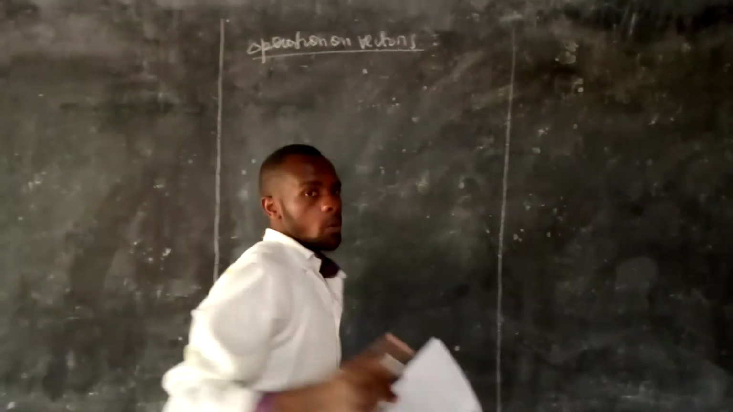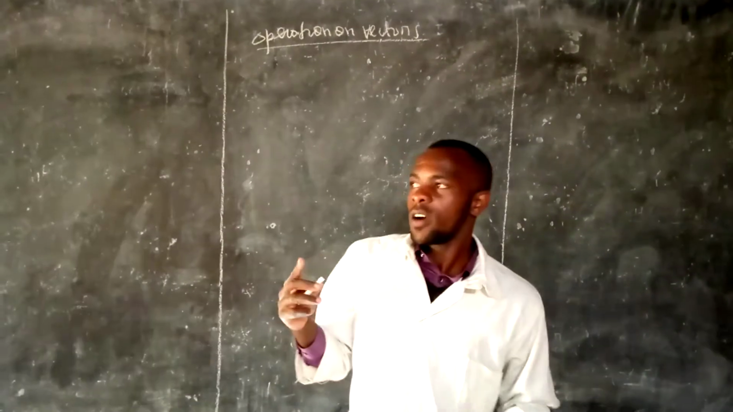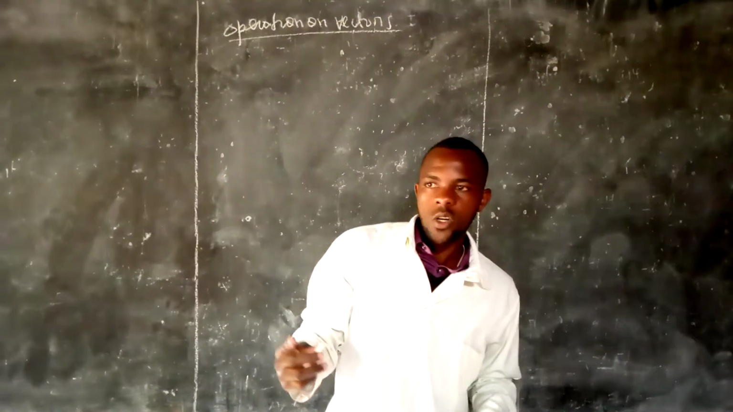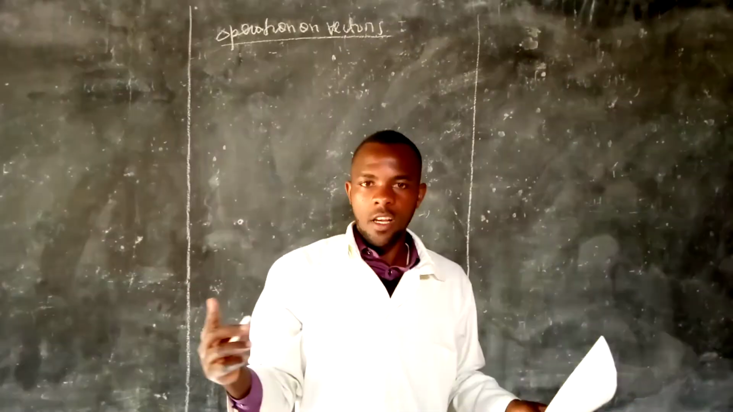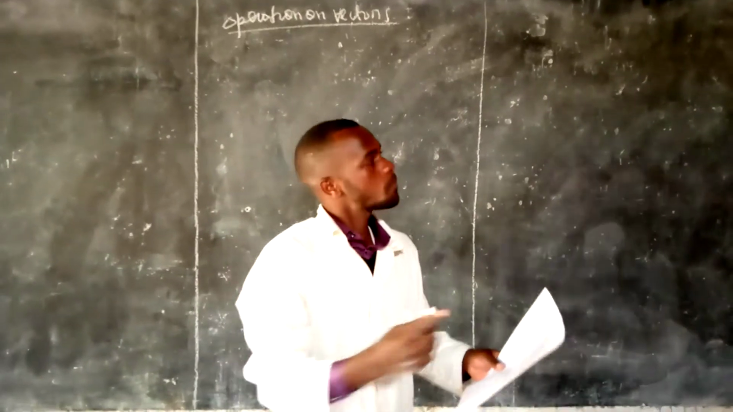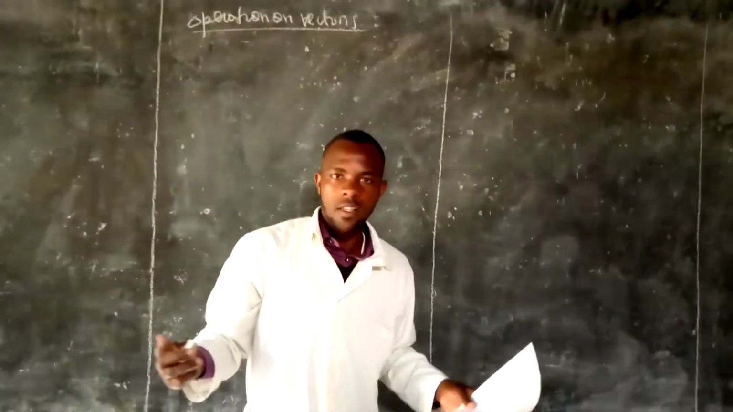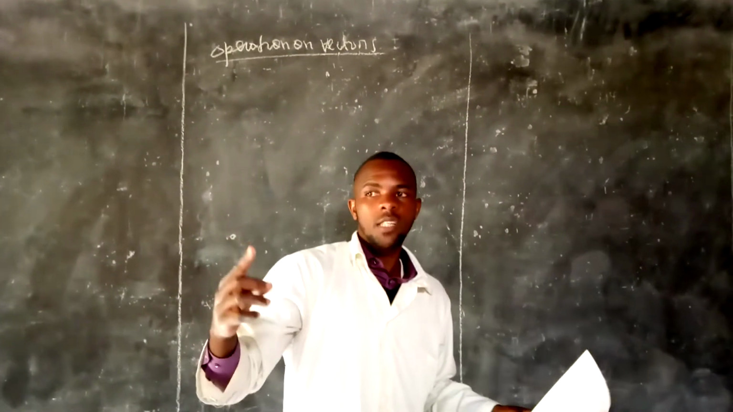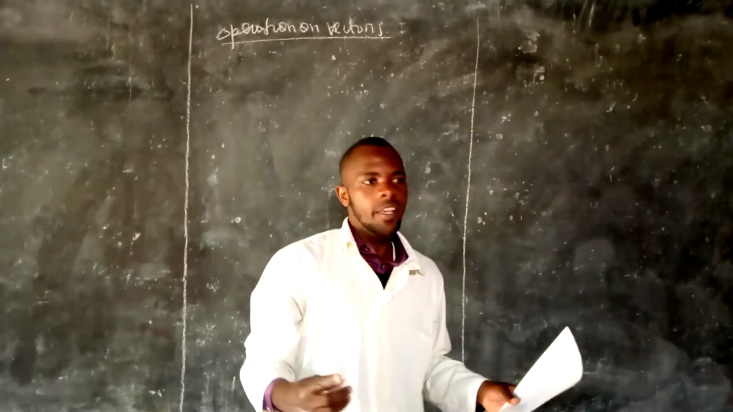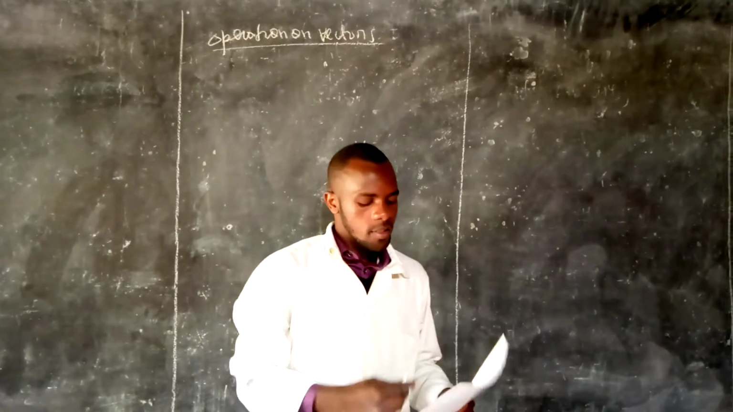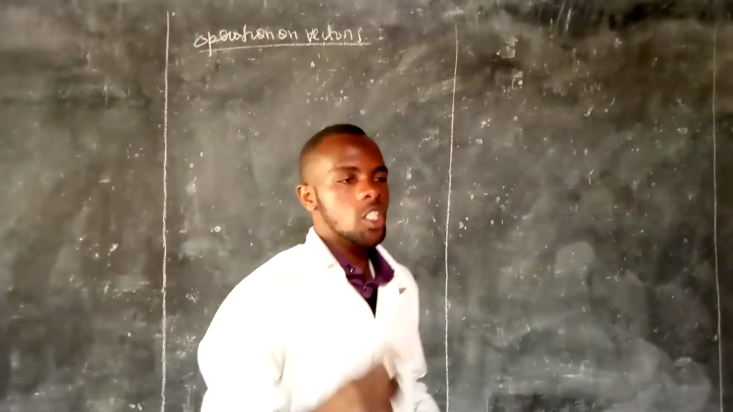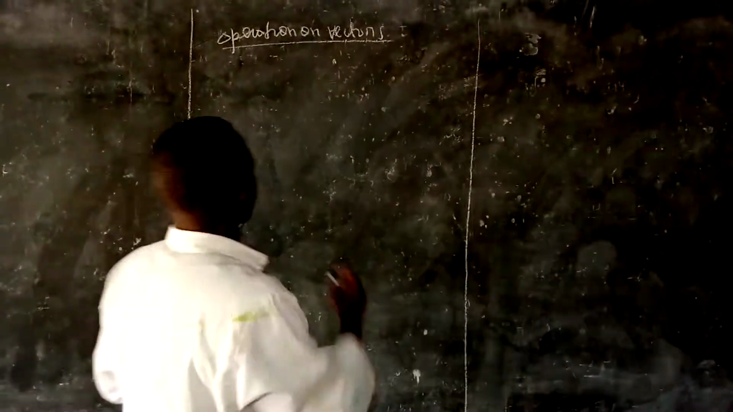About the operations on vectors, we will see how to find the addition of two or more vectors, we will see how to find the subtraction of two or more vectors, and we will see how you can multiply a vector by a scalar. Now let us start with the addition and subtraction of any two vectors.